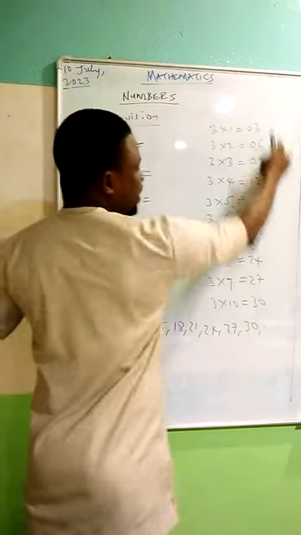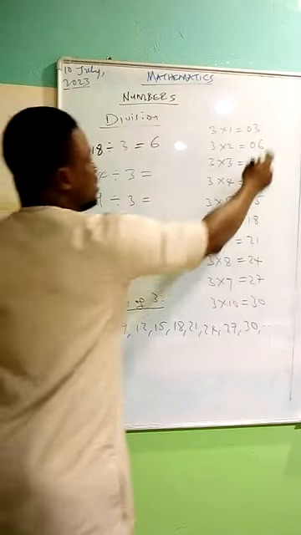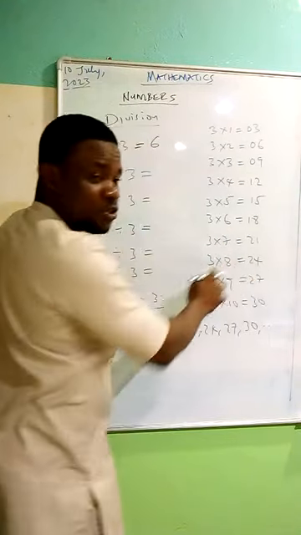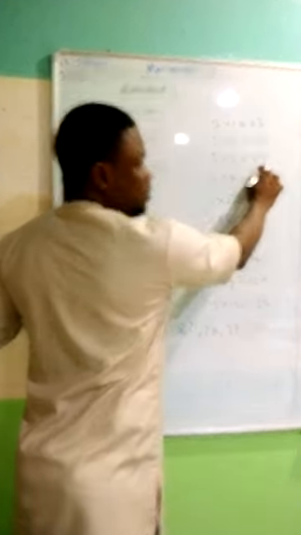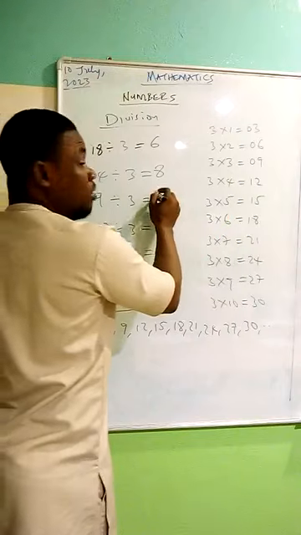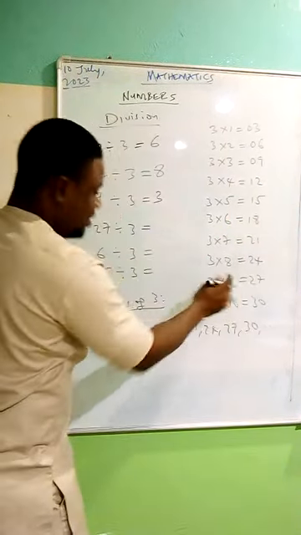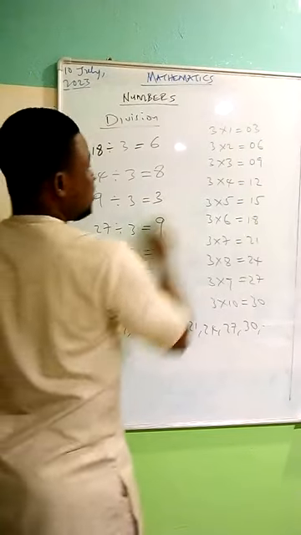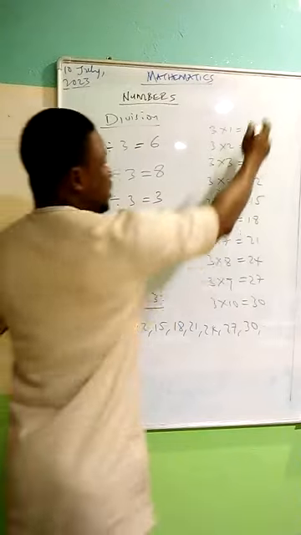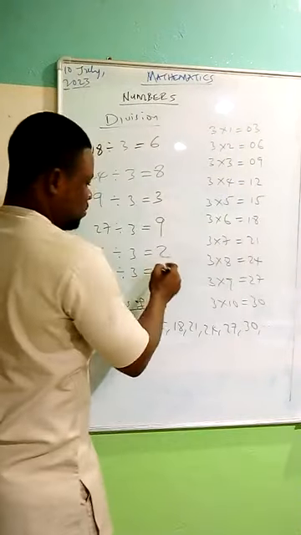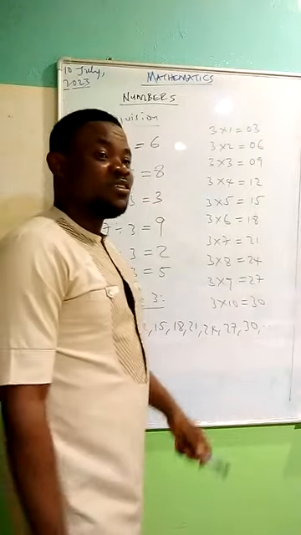So I check on this side. Here is 18, so my answer is going to be 6. I check on this side. Here is 24, so my answer is going to be 8. Here is 9, so my answer becomes 3. Here is 27, my answer becomes 9. And here is 6, my answer becomes 2. Here is 15, my answer becomes 5. This is the easy one.